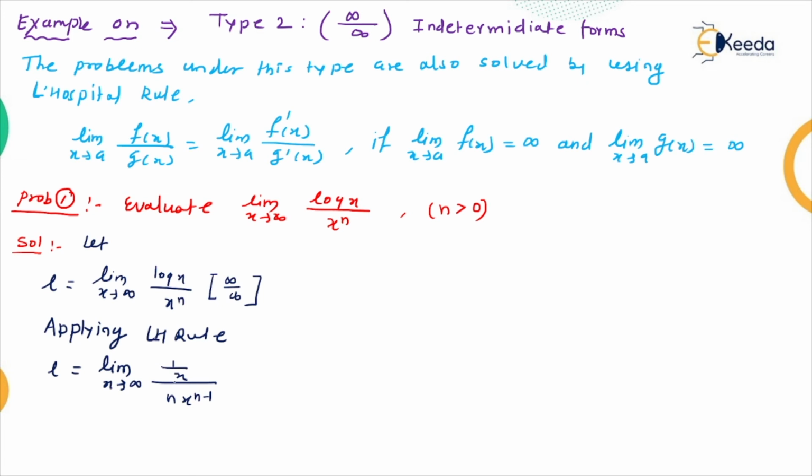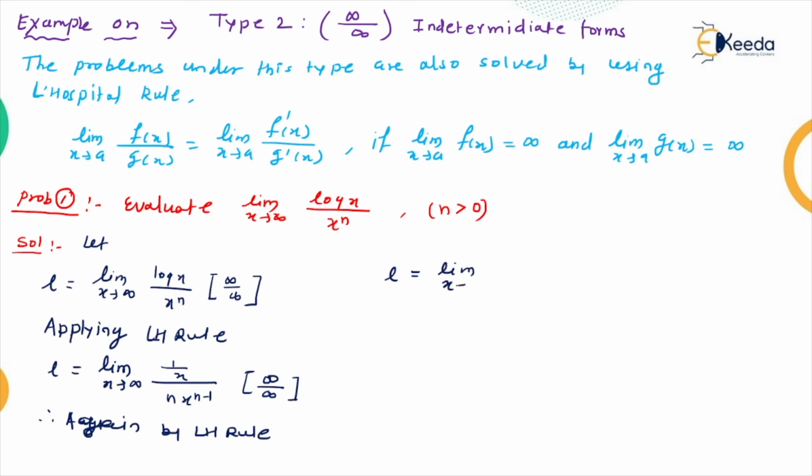Yes, this is 1 upon infinity, which becomes 0, and the denominator is also infinity. So it is again an infinity by infinity form. Therefore we have to apply L'Hospital rule again. So again by LH, what will we get?